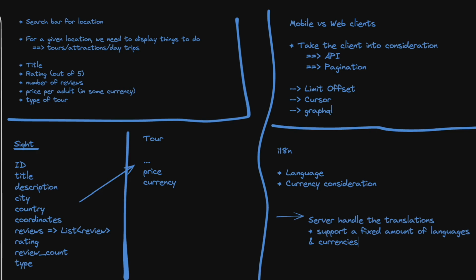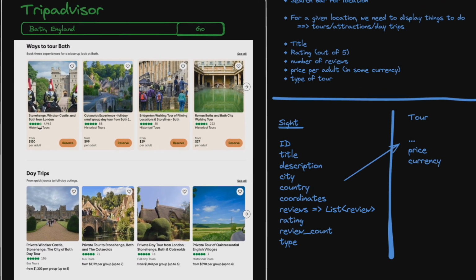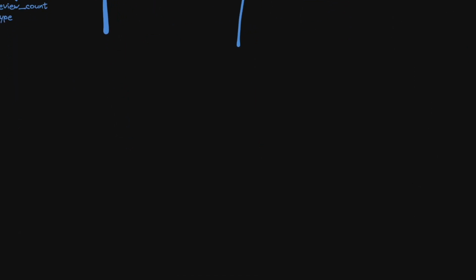Obviously, the internationalization one. What else could we possibly need to consider? Well, if we're going to have people leaving reviews, then most likely we're going to have to handle these reviews and all of the joy that comes with allowing people to type whatever they want in a review.